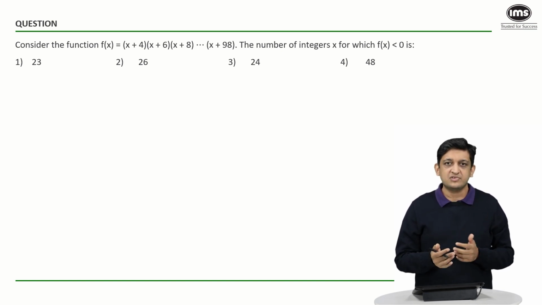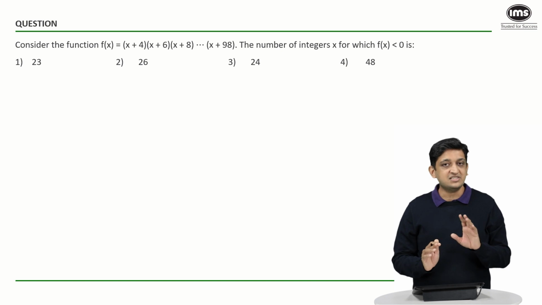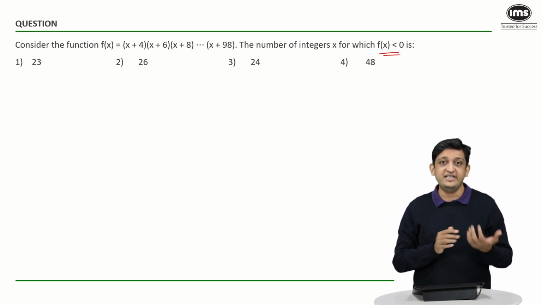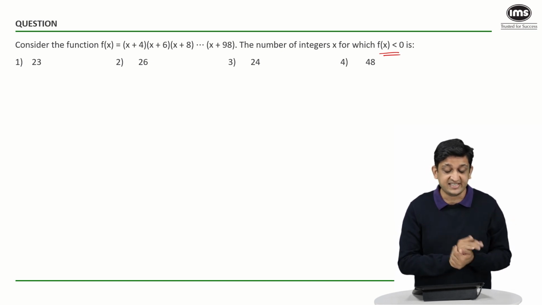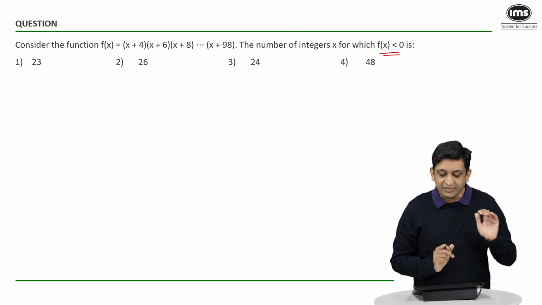What about minus 2? What about minus 3? It's going to give you the same eventuality. Minus 4 is basically where the entire product becomes zero, but we have to figure out for what integer values of x does f(x) become less than 0. That is the question here, right? So minus 4 will not work.